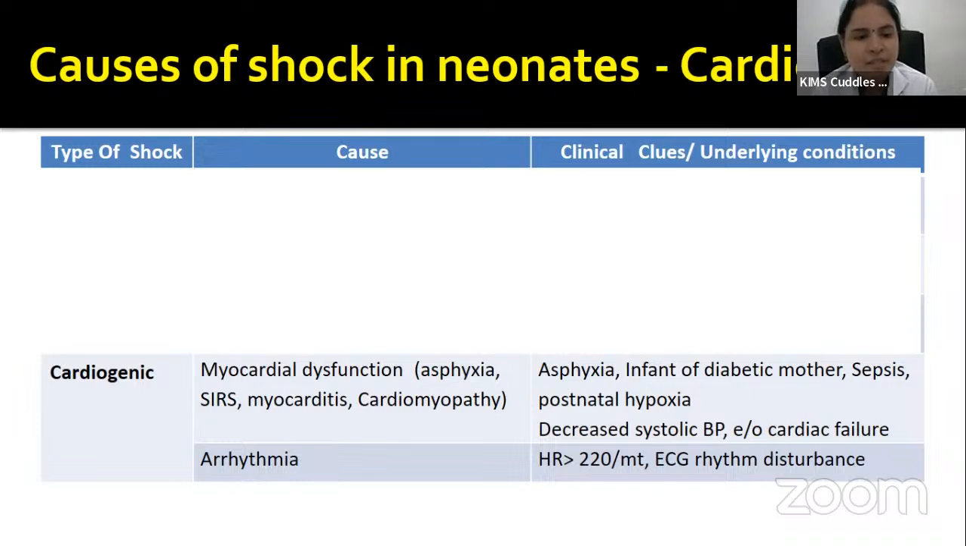In arrhythmia that is preceding cardiogenic shock, particularly as seen in paroxysmal supraventricular tachycardia, or sometimes in post-op JET, or junctional ectopic tachycardia, the baby can have increased heart rate. A heart rate of more than 220 per minute in a baby who is in the neonatal age group is taken as abnormal and indicative of PSVT. And when we take the ECG, we can classically demonstrate absence of P waves or abnormal P waves in paroxysmal supraventricular tachycardias.